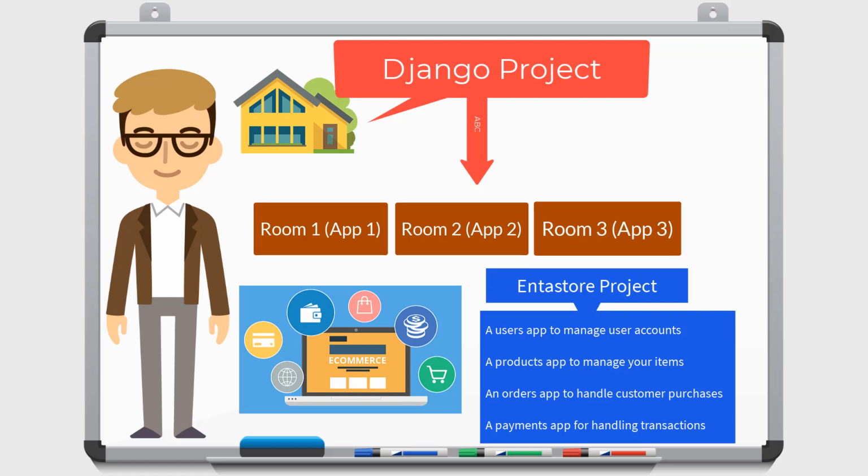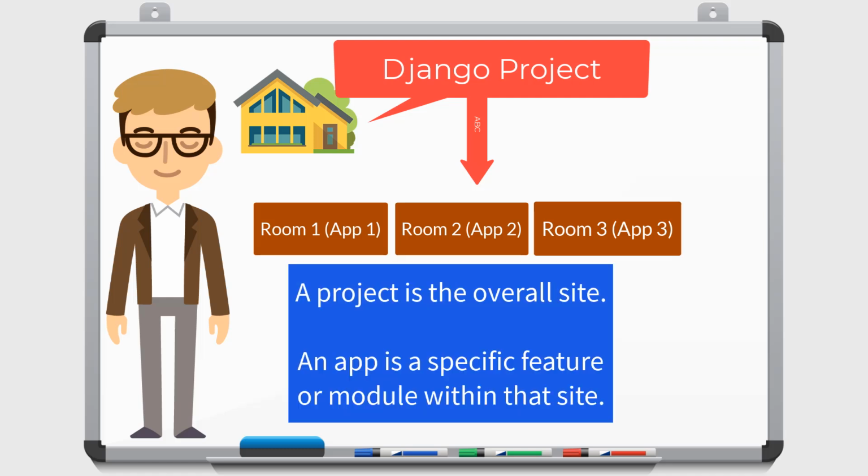So this separation allows your code to be more organized, reusable, and scalable. You can even take one of your apps, let's say your chat app, and reuse it in another Django project. So to recap, a project is the overall site, and an app is a specific feature or module within that site.